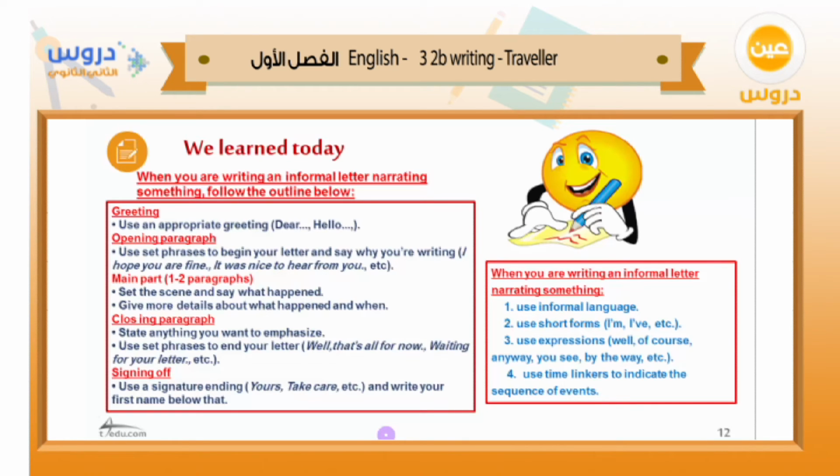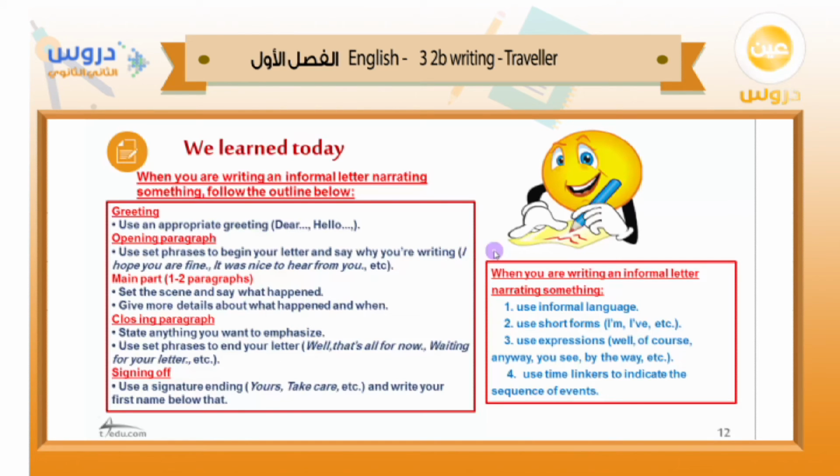So let's sum up what we've done today. What we have learned today was all about writing and how we write a narrative story, how we tell a story in writing. So we start with a greeting. We have an opening paragraph. We have the main parts, two paragraphs as the main parts. We have a closing paragraph. And finally, we sign off with some expressions like yours, faithfully yours, take care, see you soon, etc. And sign off with your name.